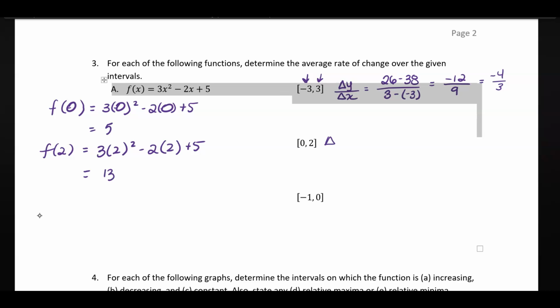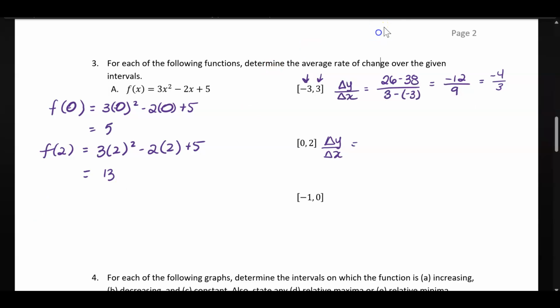So I come over here, and again, I'm going to do delta y over delta x. And then I should have 13 minus 5 all over 2 minus 0. So 13 minus 5, that's going to give us 8 over 2, which is 4.